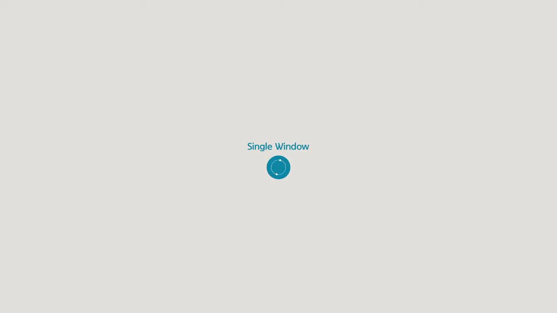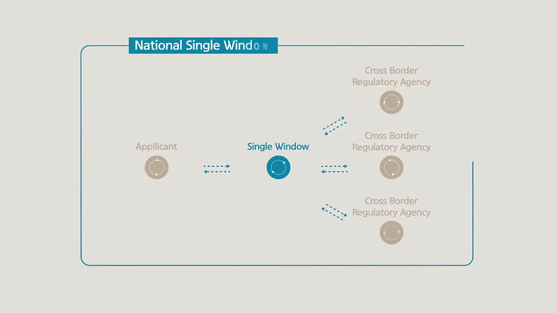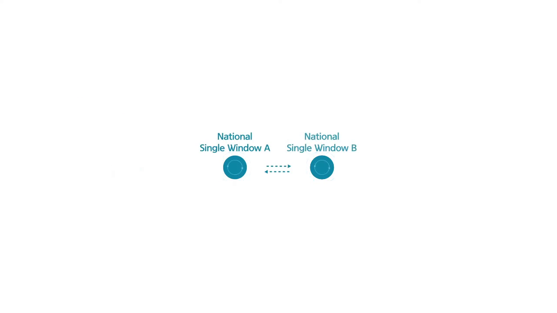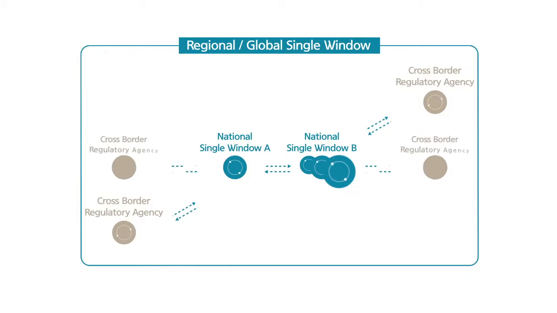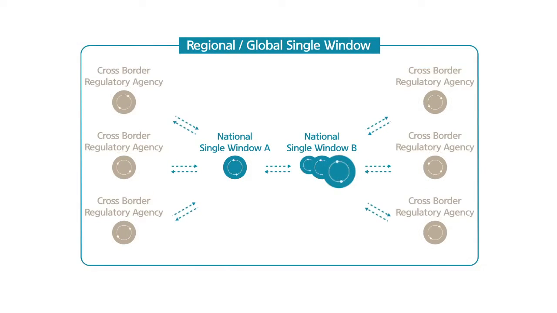However, to effectively build a single window in a country, the three single windows should be implemented together. Single windows that are implemented and operated within the boundary of a country are called national single windows. Regional block or global single window. An extended concept of the national single window allows a national single window to be connected with other nations' single windows to process information. For this, a standardization of electronic documents in a regional block or across the world should be preceded.